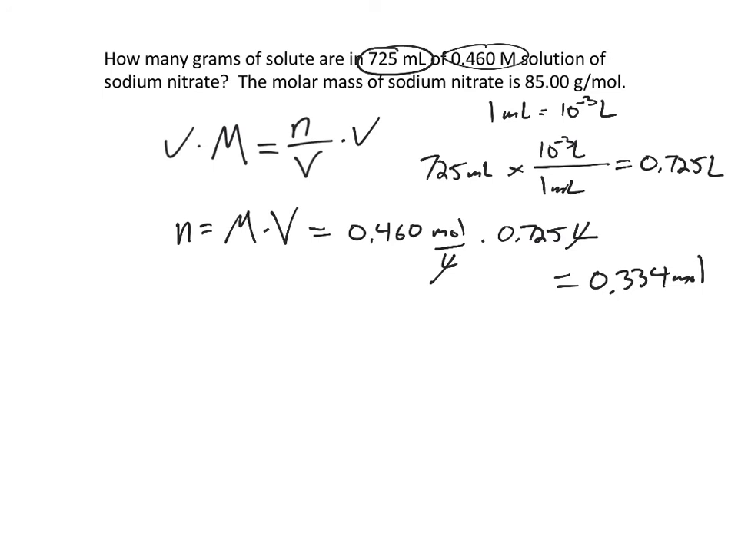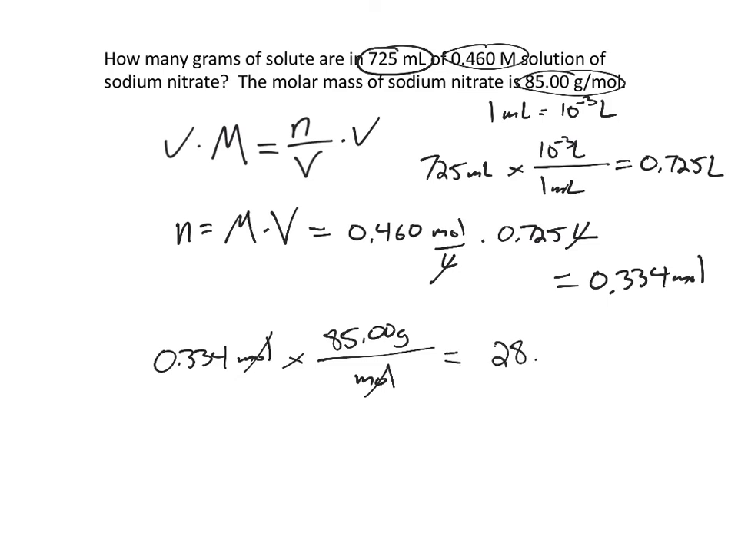To convert from moles to mass, I need to multiply the moles by the molar mass. They gave me the molar mass, so I'll take my 0.334 moles times 85 grams per mole. So my moles cancel, and I get 28.3 grams of sodium nitrate, NaNO3.